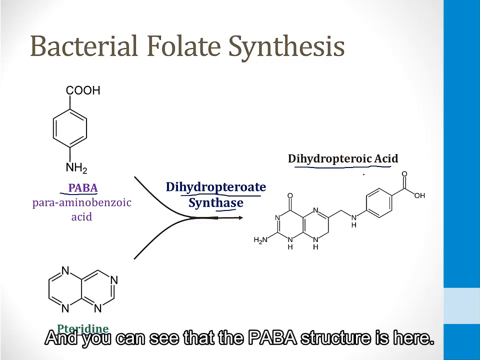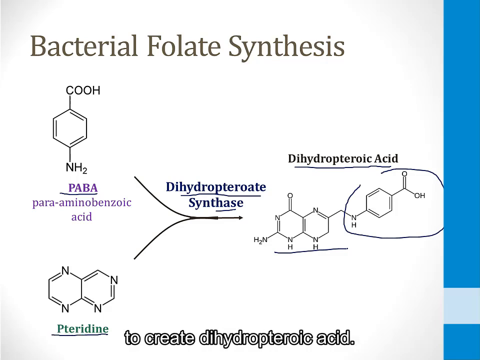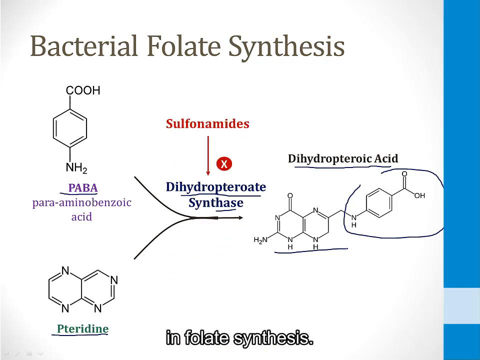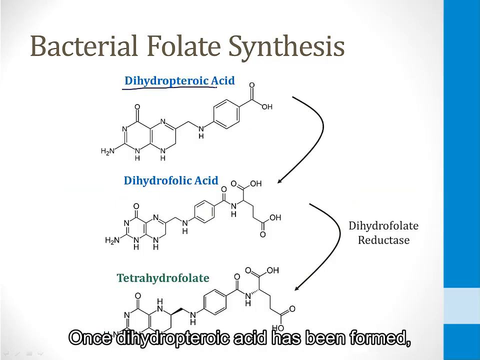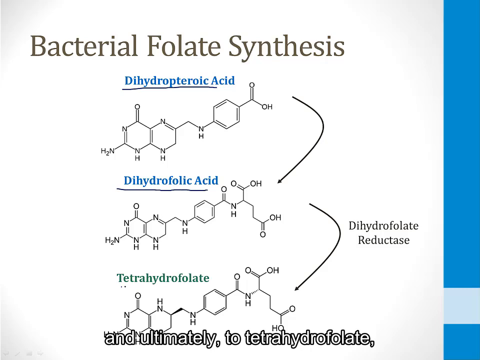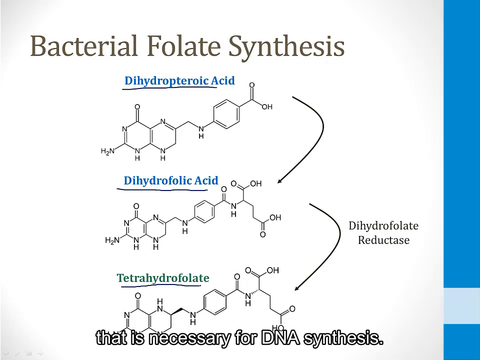And you can see that the PABA structure is here. It's been attached to the pteridine structure here to create dihydropteroic acid. And sulfonamide antibiotics inhibit this step in folate synthesis. They inhibit the enzyme dihydropteroate synthase. Once dihydropteroic acid has been formed, it's converted into dihydrofolic acid by bacteria and ultimately to tetrahydrofolate, which is the form of folate that is necessary for DNA synthesis.